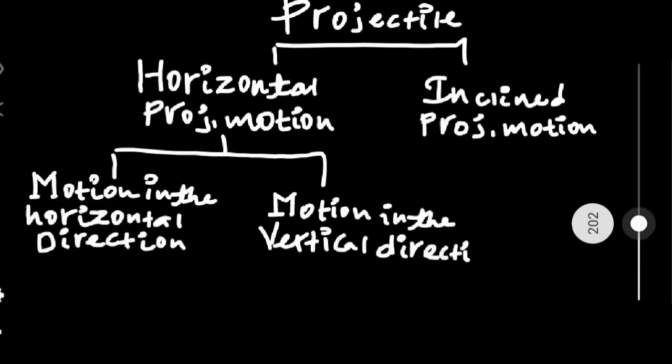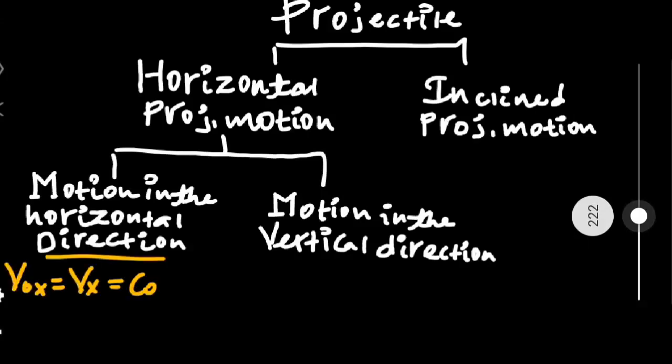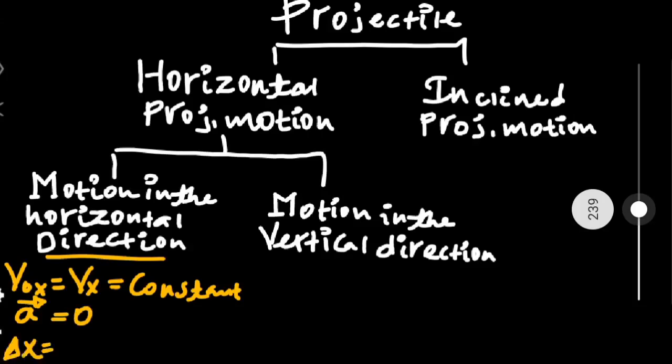So when we see motion in the horizontal direction, the initial horizontal velocity is equal to the final horizontal velocity, which is constant, and the acceleration of motion in the horizontal direction is equal to 0. The change in x, which is known as the range of a projectile in the horizontal direction, becomes v naught x times t.